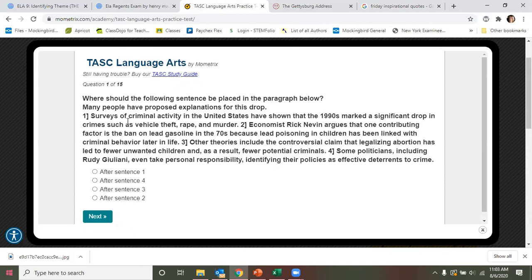Anson, are you with me? So it really needs to go after sentence 1: surveys of criminal activity in the United States have shown that the 1990s marked a significant drop in crimes such as vehicle theft, rape, and murder. Many people have proposed explanations for this drop.